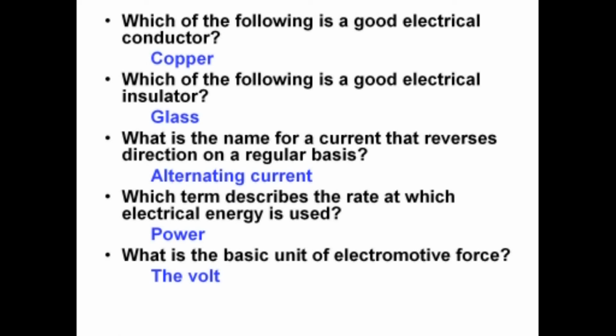What's the name for a current that reverses direction on a regular basis? It's called alternating current, and in this, the electrons first flow one direction, then flow the other direction. They change back and forth on a regular basis. And that's the opposite one from direct current, of course, where they all flow the same direction all the time.